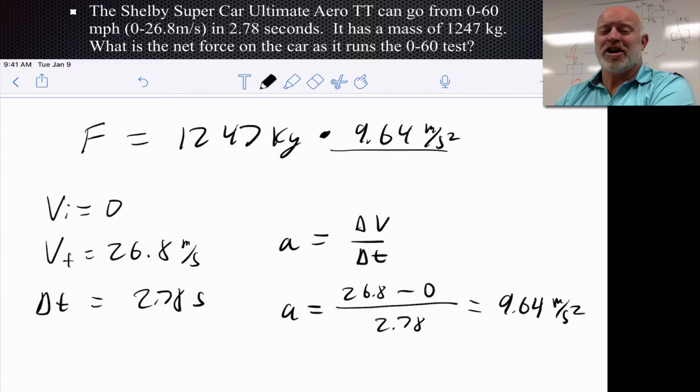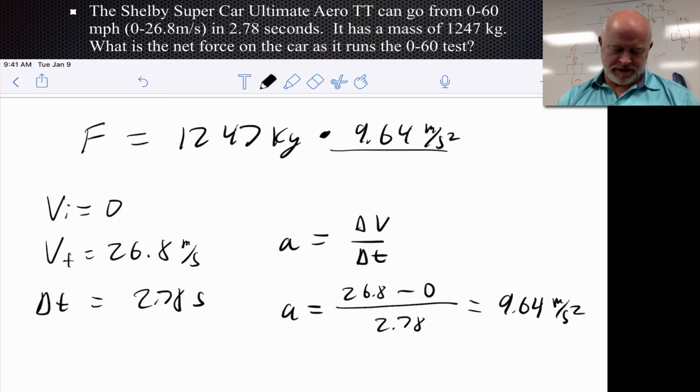So this thing can launch and accelerate you basically the same as if you were in free fall. Think about 9.64. That means if you hit the gas on this car, it's going to feel like you're being launched the same way it would be if you jumped out of an airplane and free fell into the sky. Pretty much. That's impressive.